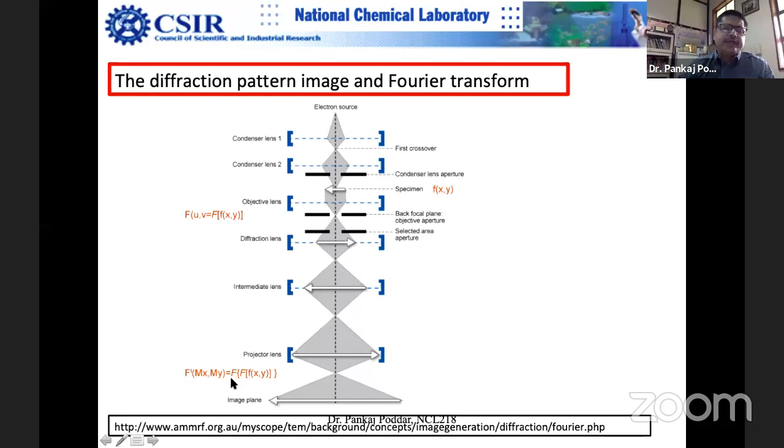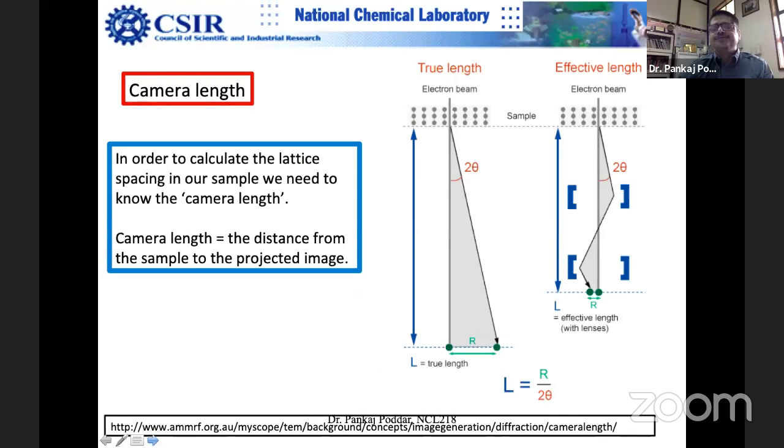So you have a choice. If you want to do one time Fourier transform, then you will have the diffraction pattern. If you want to do it two times, then you have the HRTEM image or whatever your selection is. Now, camera length is already covered. So this is another shot of repetition, and you can see L is equal to R divided by 2 theta, right? It is usually sine theta, but theta is very small, so sine theta becomes theta.